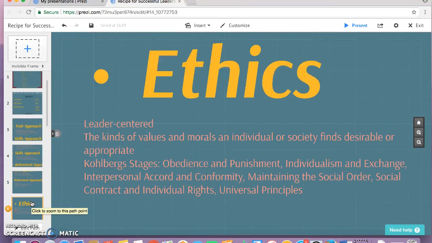So next we have ethics, and ethics is a leader-centered leadership topic, and it deals with the kinds of values and morals an individual or society finds desirable or appropriate. And then in the ethical chapter, they talked about the different stages. So there's obedience and punishment, individualism and exchange, interpersonal accord and conformity, maintaining the social order, social contract and individual rights, and then universal principles. And as you move through these stages, you start to become ethical because it's the right thing to do, not just because you're going to get in trouble if you aren't ethical.